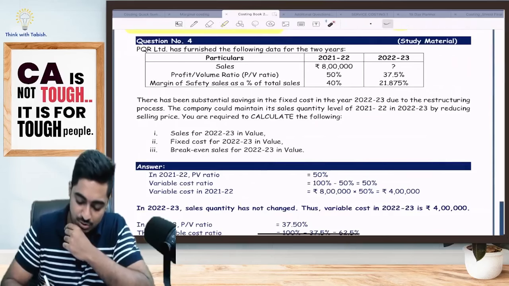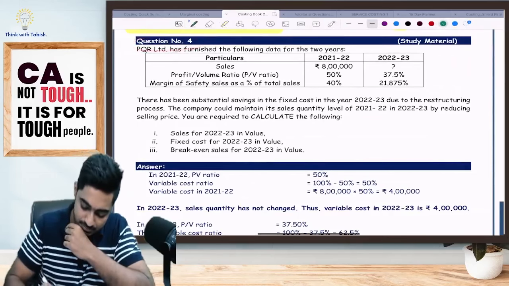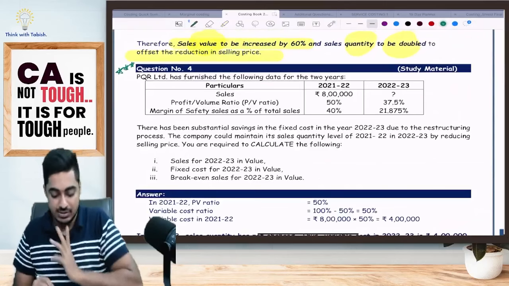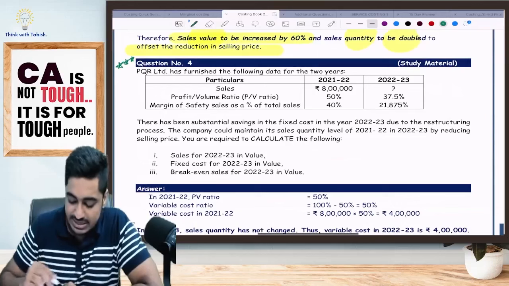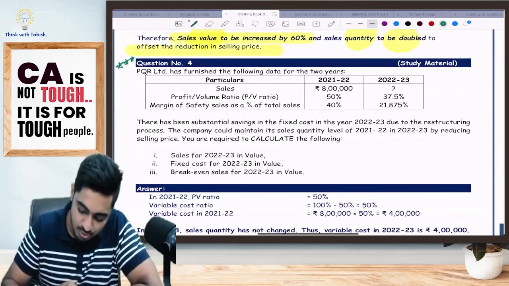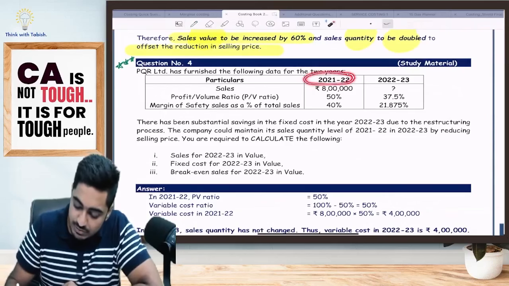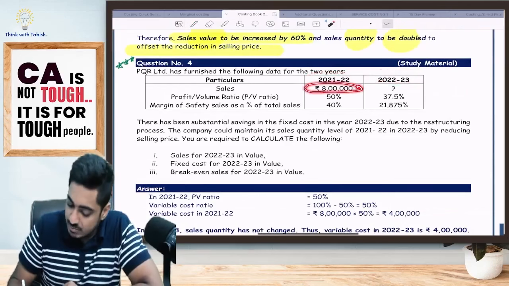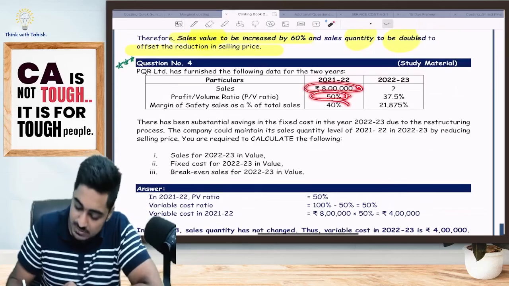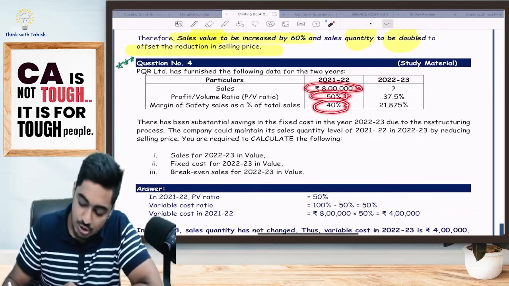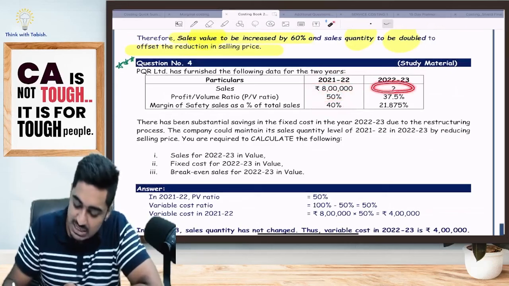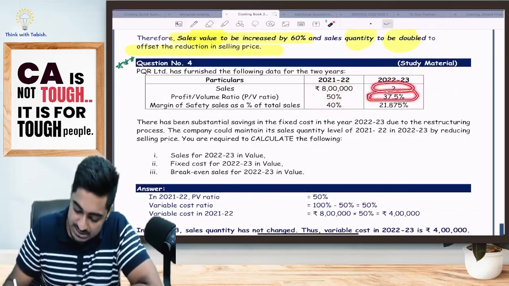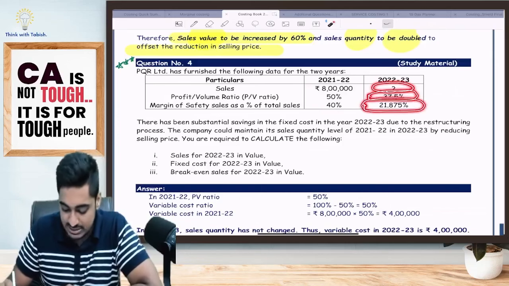Question number 4 is a beautiful question. Okay, pay attention everyone. Look at this. PQR Limited has furnished the following data for 2 years. 2021-22, 8 lakh sale we did. PV ratio was 50%. How much margin of safety was there? 40%. 2022-23, how much sale is given? We don't know. PV ratio is 37.5%. Margin of safety is 21.875.